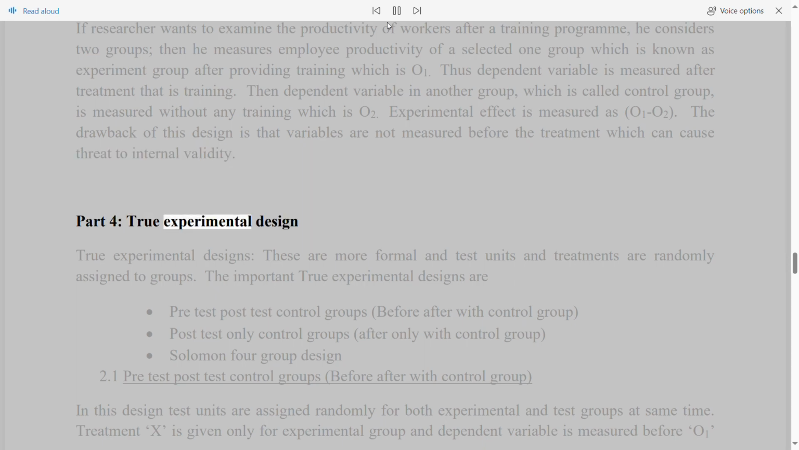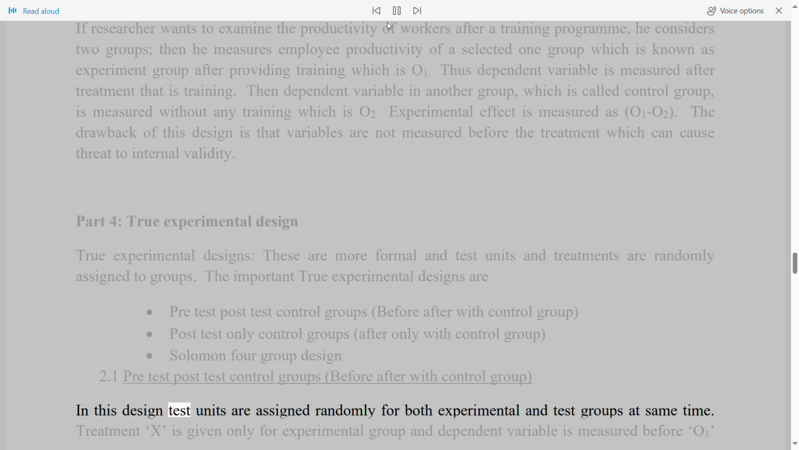Part 4. True experimental design. True experimental designs are more formal, and test units and treatments are randomly assigned to groups. The important true experimental designs are pre-test post-test control groups (before-after with control group), post-test only control groups (after-only with control group), and Solomon four group design. 2.1 Pre-test post-test control groups, before-after with control group.